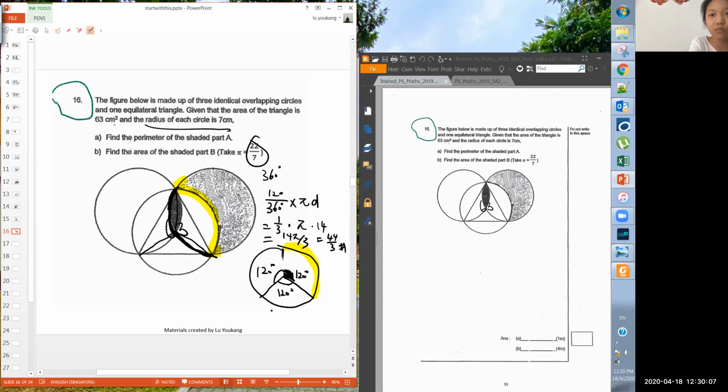The total is how much? Total is 14 pi, right? That means the entire one is 14 pi. Okay. Then you need to minus off this small part, which is 14 pi over 3. So you minus 14 pi over 3. So that means you only have what left? Okay. Use your calculator. So this one will be your black line.